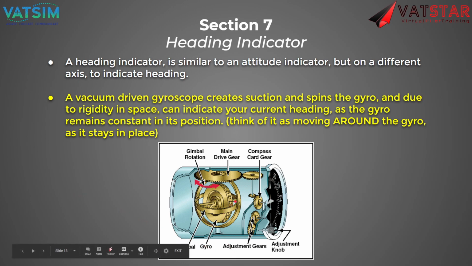And we can see it's on a different axis here. It's spinning around a lateral axis, we could say, or even a longitudinal axis, but it's not vertical like the attitude indicator was. It's actually horizontal, or parallel with the surface of the Earth. And you can see the gimbal rotates around this, and a combination of gears translate that rotation into a rotation in this direction, which indicates your heading. So very similar to the attitude indicator, just a little bit of a different setup, but they're both gyroscopic instruments.